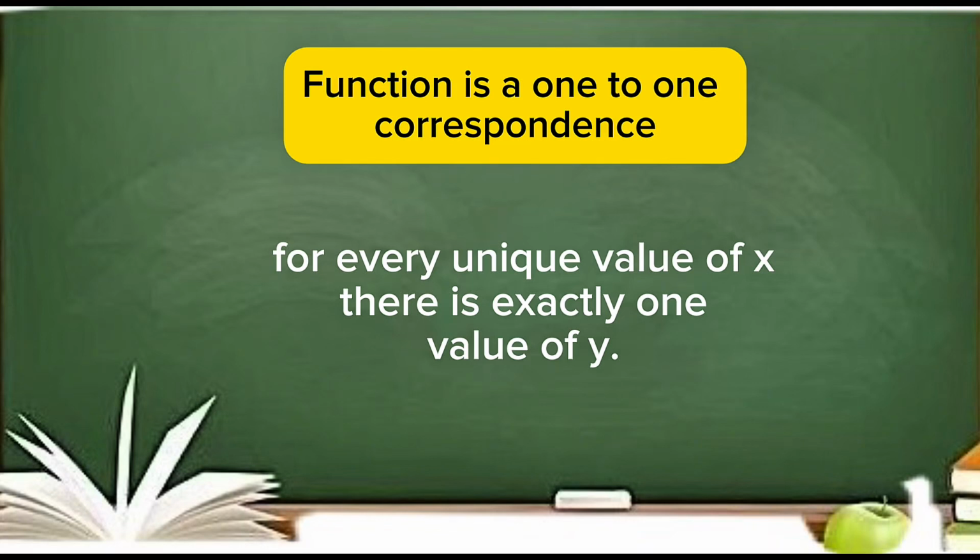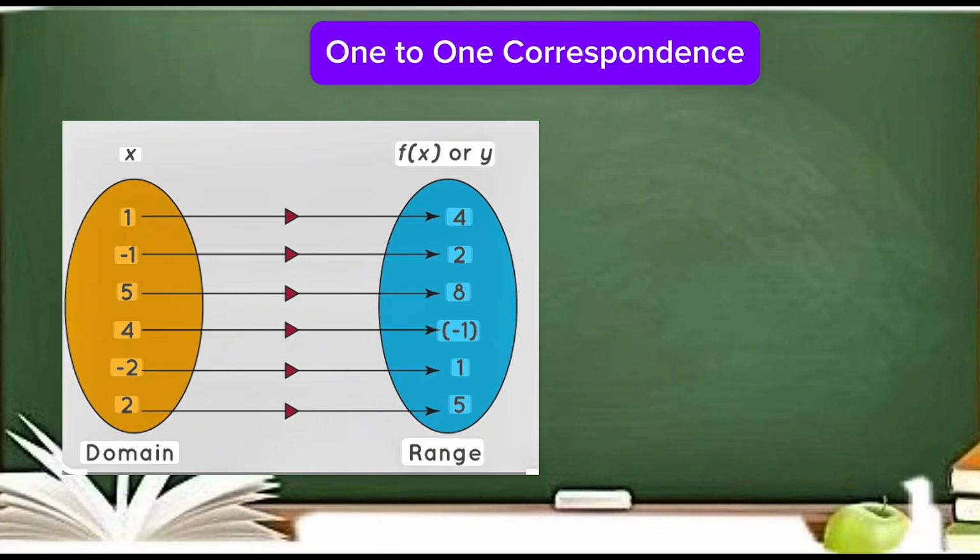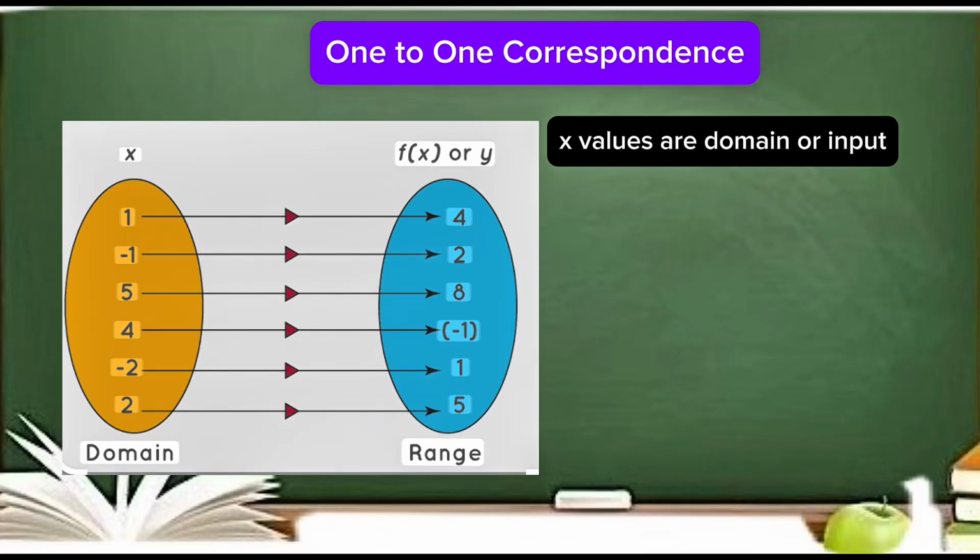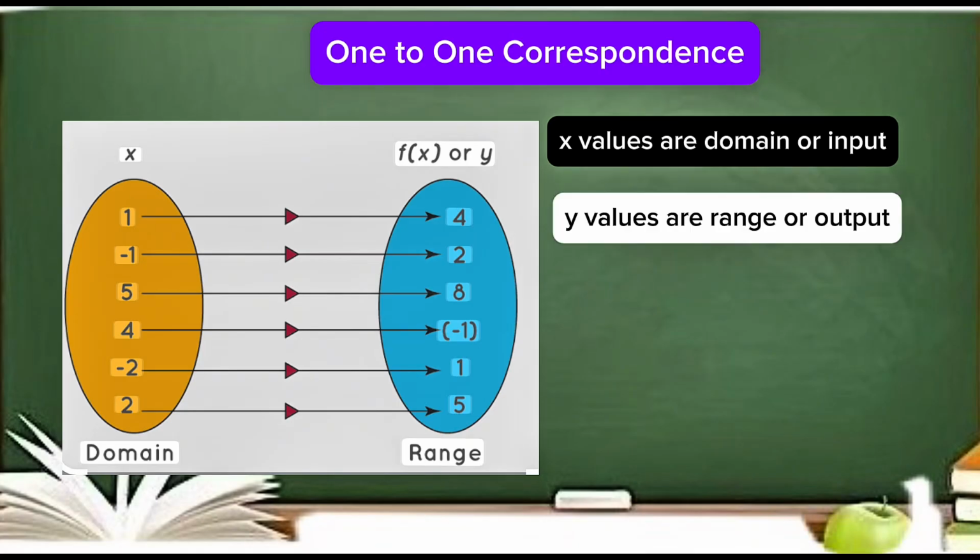Before we go to the details of the example of one-to-one correspondence, let us know first some facts about a function. The x values are the domain or input, and the y values are called the range or the output. Now, the given example is an example of a one-to-one correspondence, and it is a function because a function is a one-to-one correspondence. As you can see, every value of x in our example has a corresponding exactly one value of y.